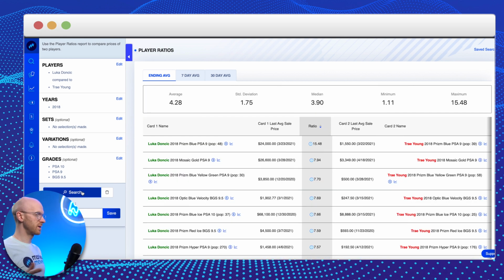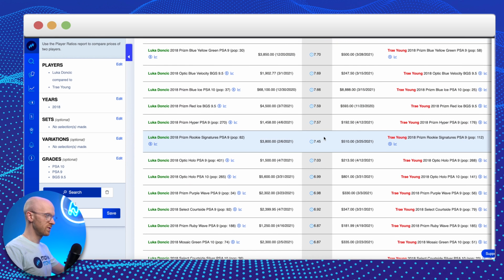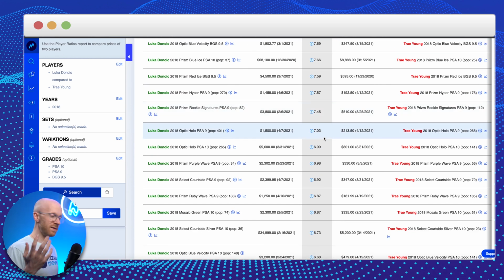Now right off the bat, what you're going to see is you have 3 different tabs here. You have the ending average, you have the 7-day average, and you have the 30-day average. The ending average is going to give you the most results. It's basically going to give you any of the cards that have sold in the database.